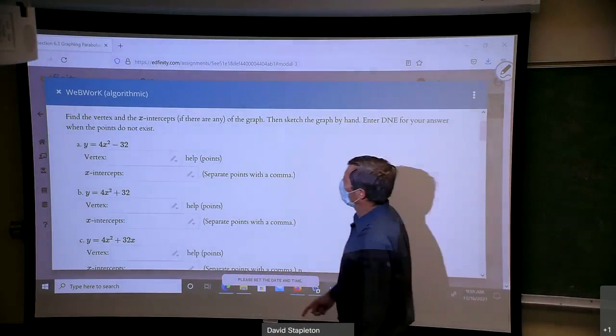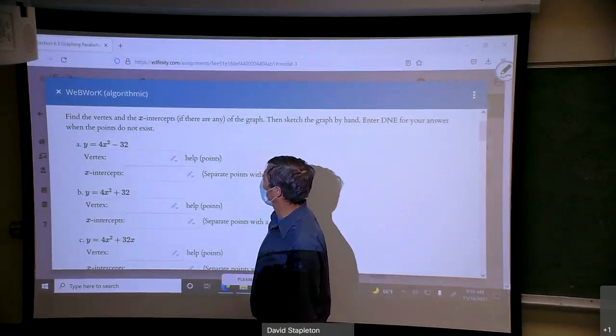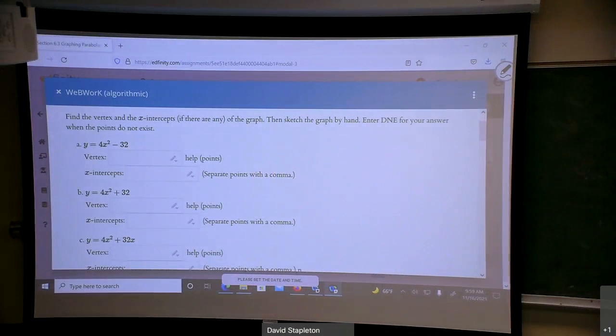I'm going to give you a simple parabola, y equals 4x squared minus 32. What's the vertex? This one, the square is already completed, right? Think of this as 4 times x minus 0 squared plus negative 32. It's a times x minus h squared plus k. Minus h and plus k. And I say the vertex is at h, k, it's at 0, negative 32.